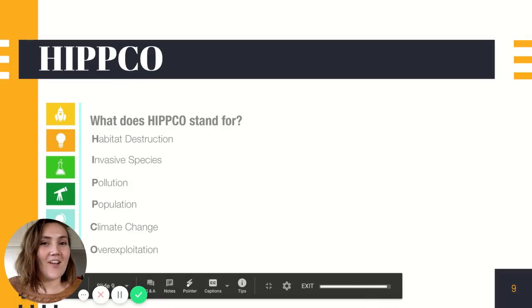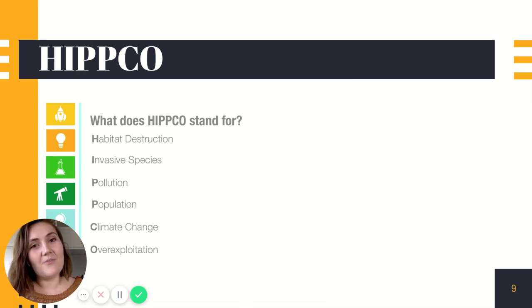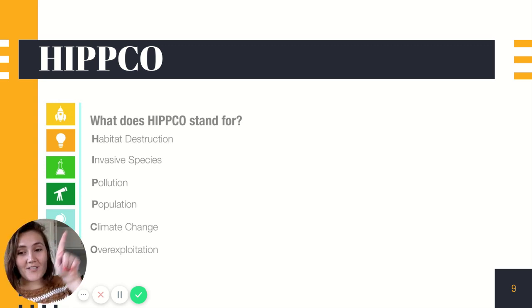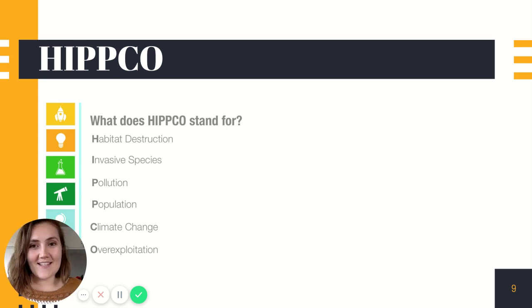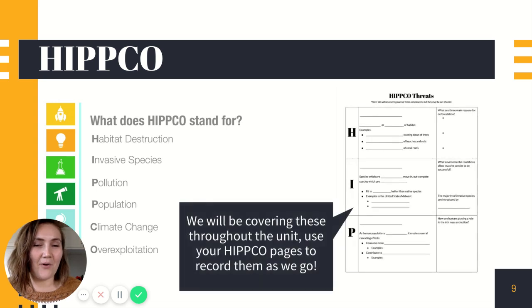Hi everyone, this is Miss Longley, and today we are going to continue on learning about HIPPCO and the 6 threats to biodiversity. Today we're going to be learning about invasive species, so the letter I. So go ahead and pull out your HIPPCO threats worksheet and locate the letter I so we can get started.